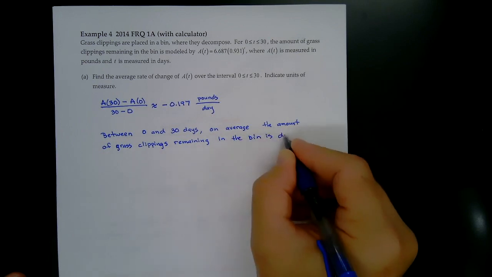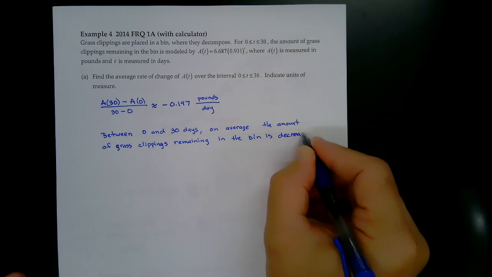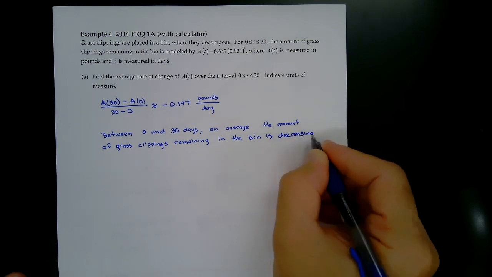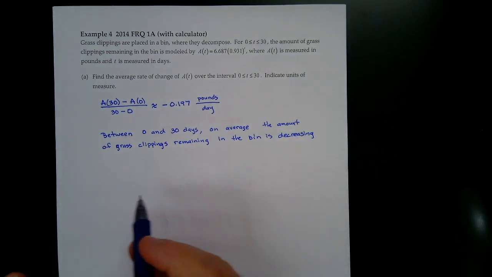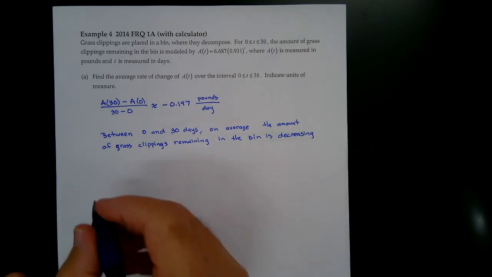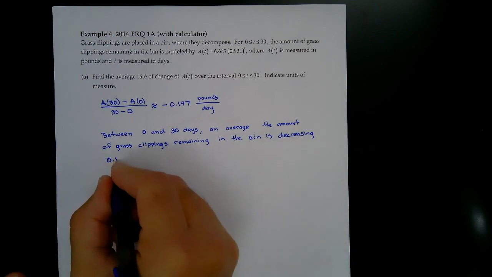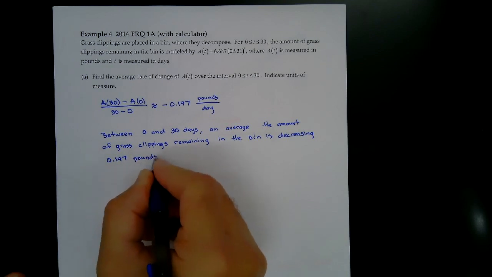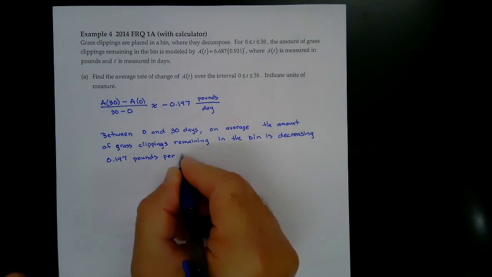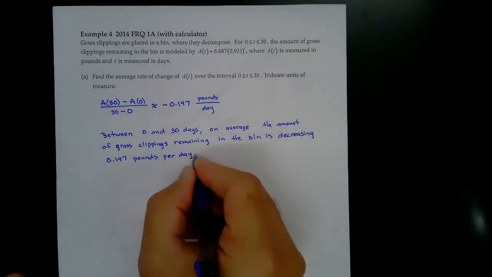is decreasing. So how do I know it's decreasing? Because my slope here is turning out to be negative. Now that takes care of the negative, so I don't need to use the number negative 0.197. Decreasing is the negative. And so then we write 0.197 pounds per day.